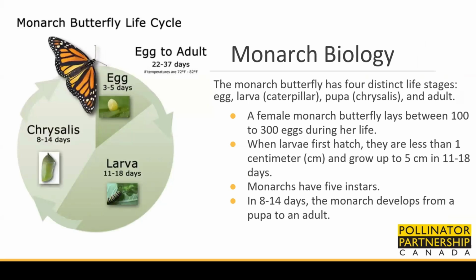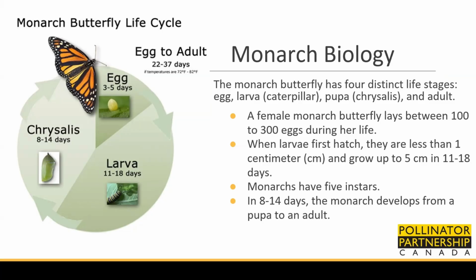Let's have a look at the monarch butterfly life cycle. The monarch butterfly, like other insects with complete metamorphosis, has 4 distinct stages: the egg, the larva or caterpillar, the pupa or chrysalis, and the adult.